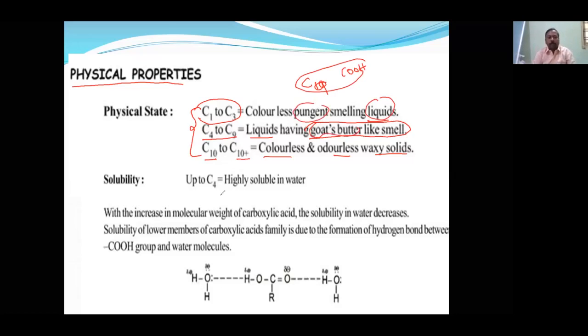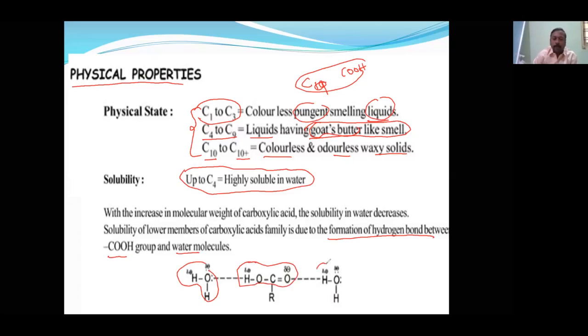Now solubility. Up to C4 only, they are soluble, and they will ask why they are soluble. What you have to write is: due to formation of hydrogen bonds between the COOH group and water. See, this is the water molecule and this is the COOH. The dotted line represents the hydrogen bond between them.